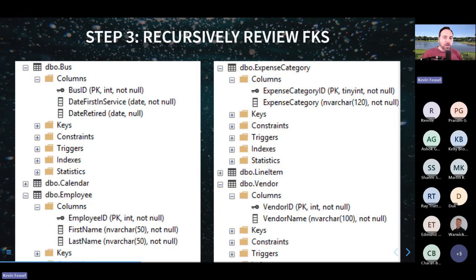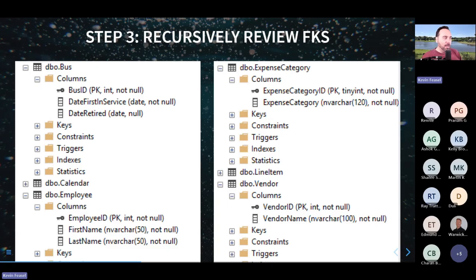Then I'm going to go through each of those keys. I'm going to repeat that same process. Basically, I want to spider web out my understanding, starting from what I hope to be the most important table, expand it out to other relevant tables and keep track of what I'm doing along the way.